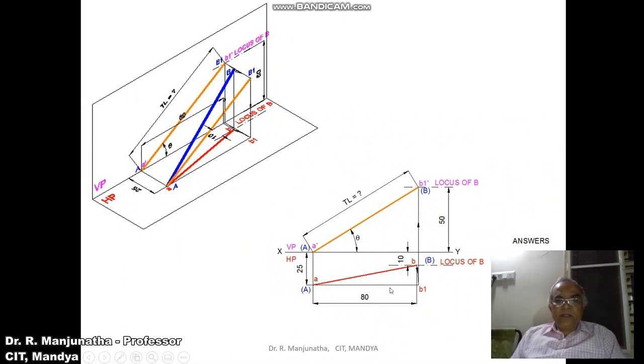So now you have the line which is parallel to HP. When it is projected onto the locus of B in the front view, you are going to get the true length in the horizontal plane, so the true length in the vertical plane.